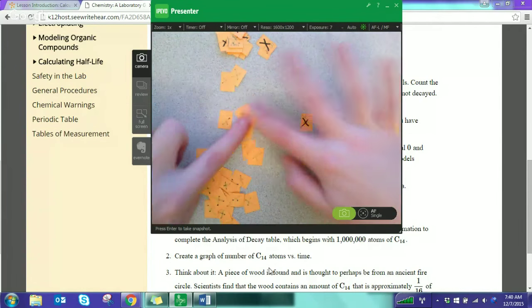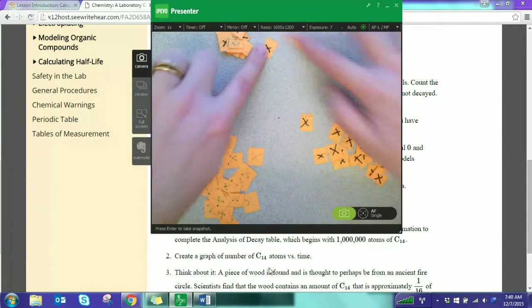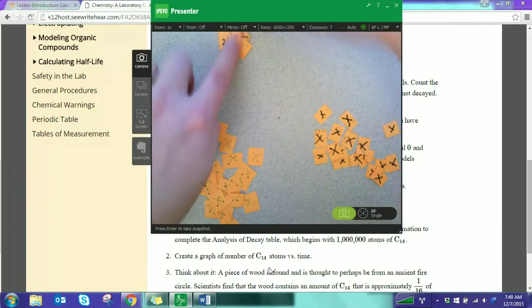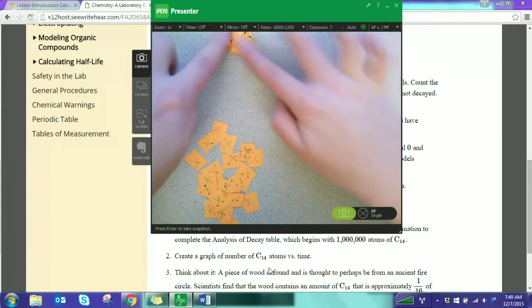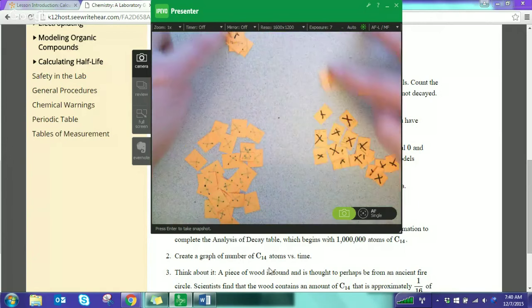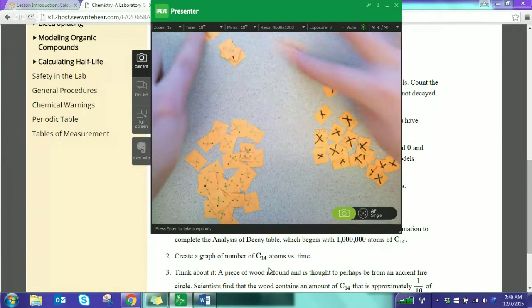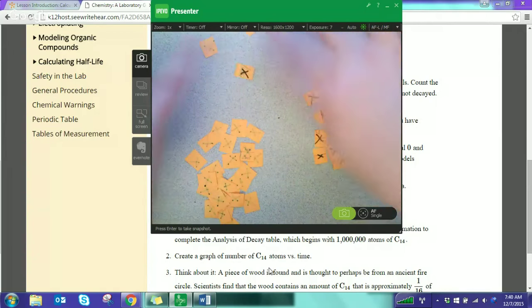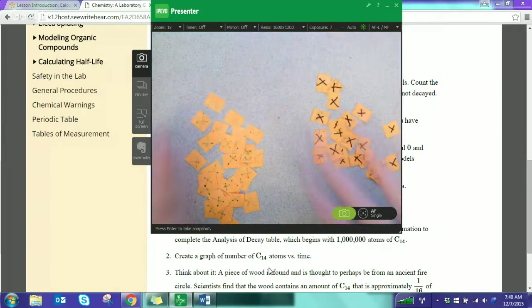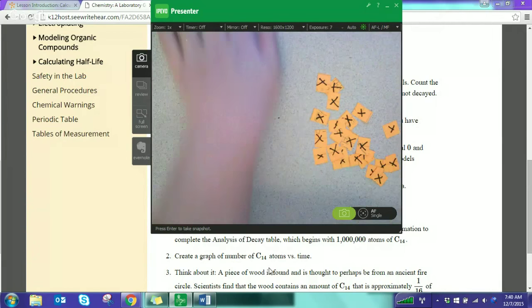So notice it goes a little bit faster once you have a feeling of what you're doing. Plus, as the numbers get smaller, it's going to go faster. The first couple are going to be a little lengthy just because of the number of pieces you have. But eventually, when you get down to only having 20 left or something like that, it'll go a lot faster. All right, so those are decayed.